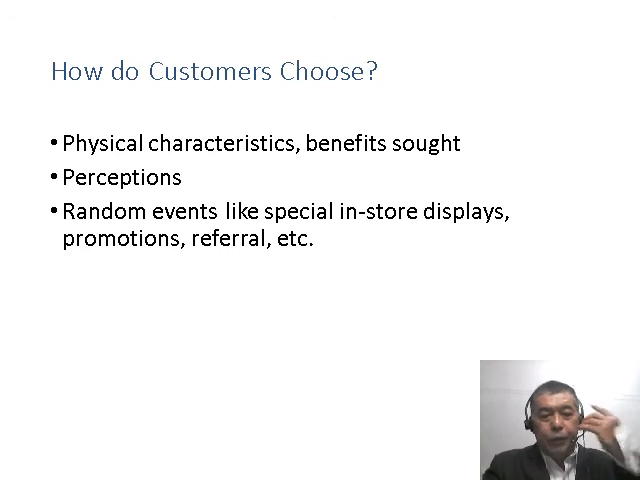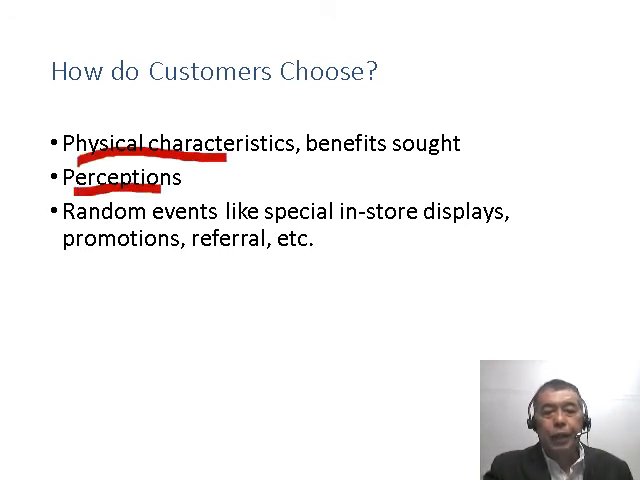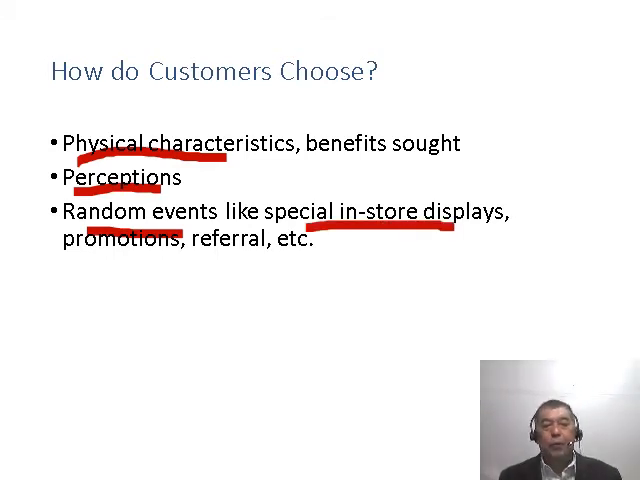One attribute is the physical characteristics, perceptions, and random events like special in-store displays, if you have promos, if you have discounts, sales promotions. So these are the ways or the methodology of how the customer chooses to patronize your product.